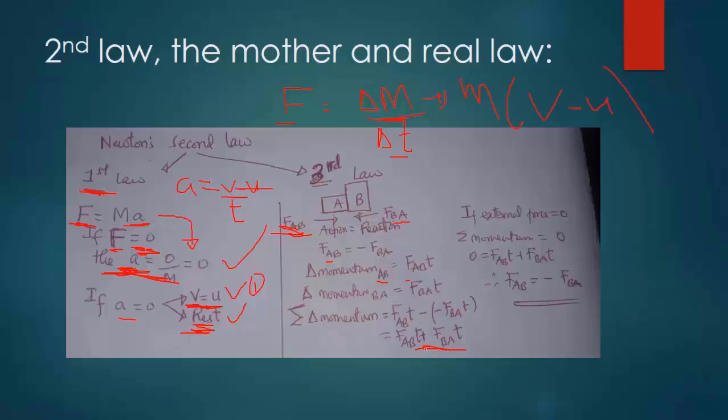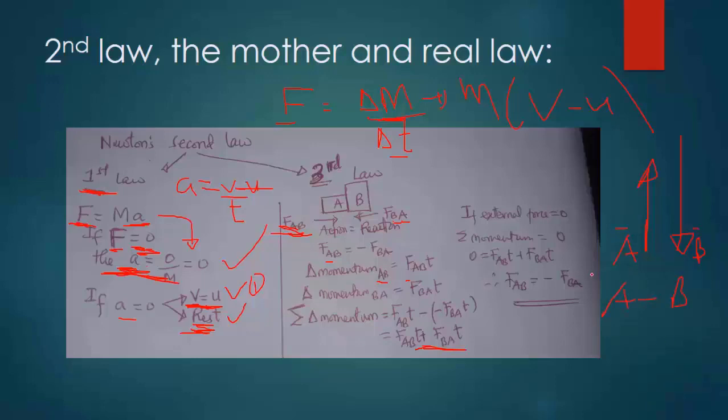So umeelewa, naomba nirudie. Unapokuwa una vectors mbili, moja in act juu labda, nyingine in act oppositely. So this is vector A and this is vector B. So if we want to find the resultant here, we usually take A minus B.